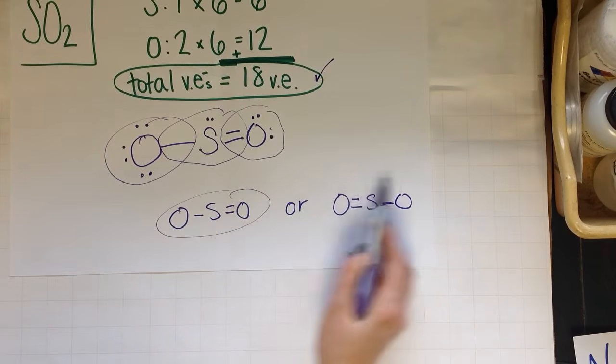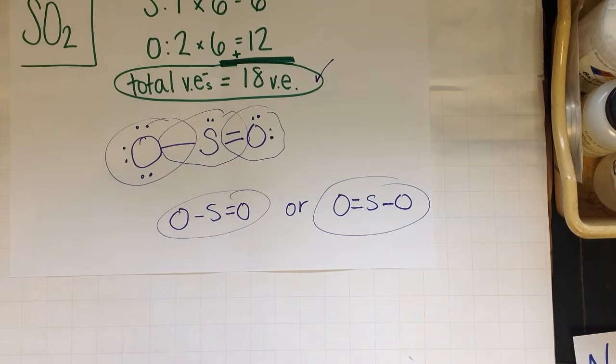Both of them are correct. In this instance, there's 2 places that double bond could have gone. That's called a resonating structure. That's the end of the video.